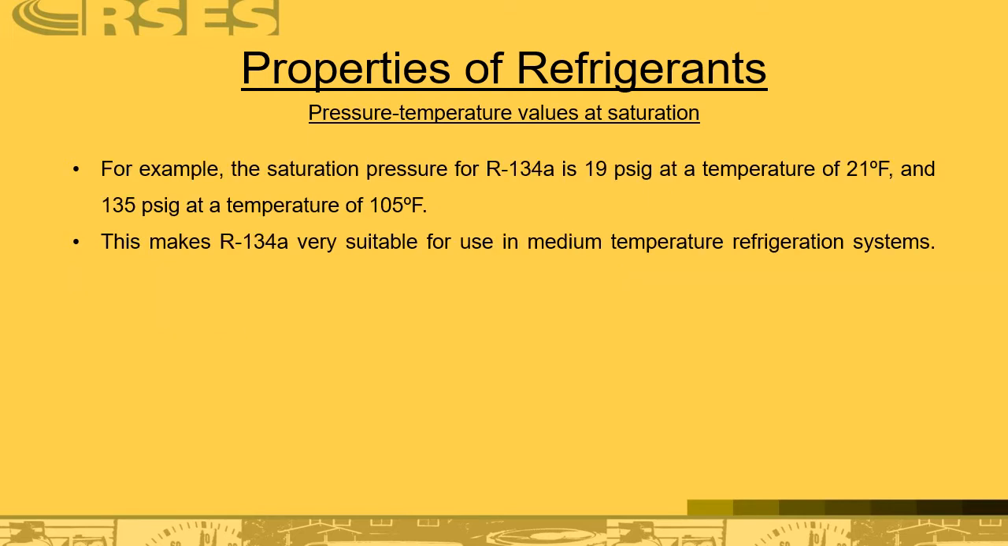Properties of refrigerants, pressure temperature values at saturation. For example, the saturation pressure for R134A is 19 psig at a temperature of 21 degrees Fahrenheit and 135 psig at a temperature of 105 degrees Fahrenheit. This makes 134A a very suitable refrigerant for use in medium temperature refrigeration systems.